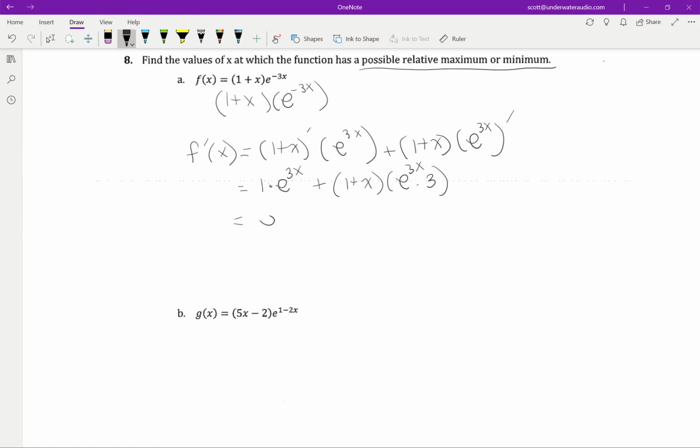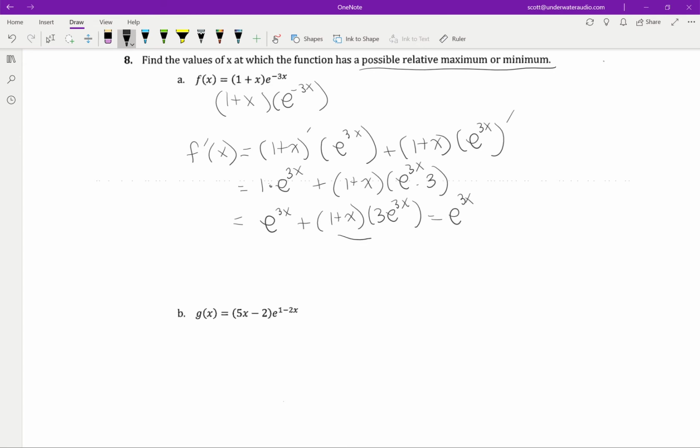So I have e to the 3x plus 1 plus x times 3e to the 3x. See, I could factor e to the 3x out from everything, and I'd get a 1 plus 3 times 1 plus x. Actually, that does work, but it's probably pretty confusing. I think it would be easier to multiply out. That would make more sense.